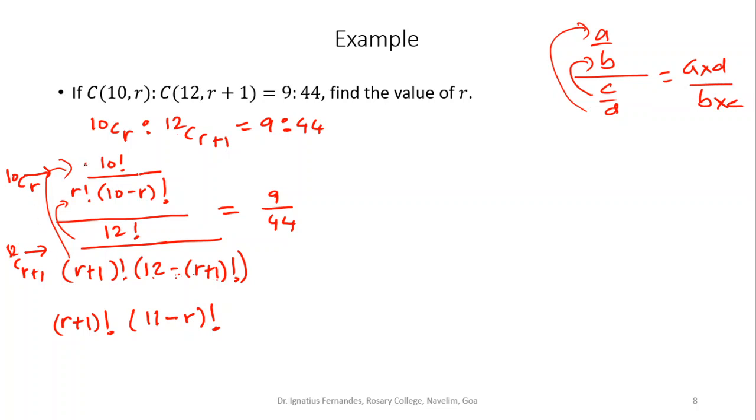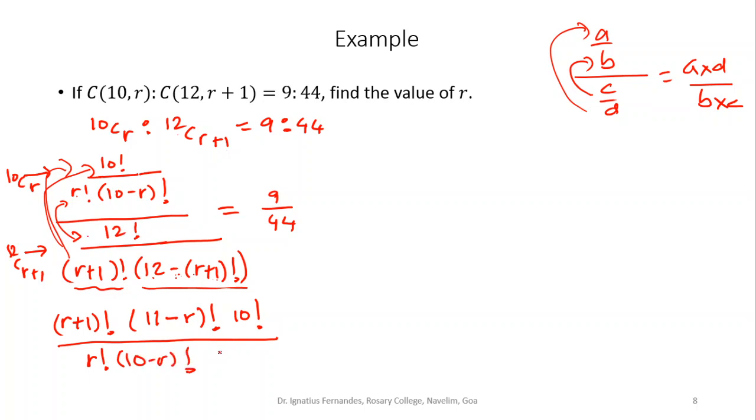So this term goes here on top, and the denominator R factorial will get multiplied to 12 factorial. So on top we also have 10 factorial. So this 12 goes and multiplies here, divided by these two, which will get multiplied. So I have R factorial into 10 minus R factorial into this 12 factorial, and this should be equal to 9 upon 40.